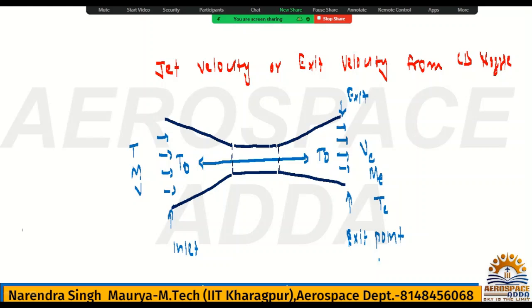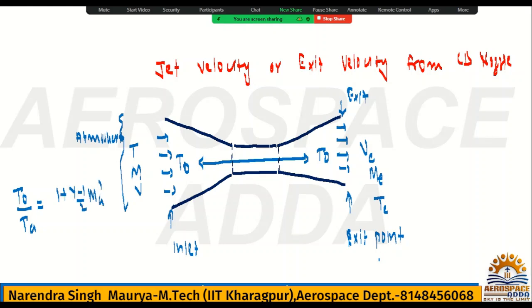Or you can apply this formula, T naught by Ta, where A is the inlet or atmospheric condition. So what will be the formula for isentropic? 1 plus gamma minus 1 by 2 Ma square. This is the formula. The inlet Mach number, which is at atmospheric condition, is known to you, and you have calculated T naught. This T naught will be constant throughout the CD nozzle.